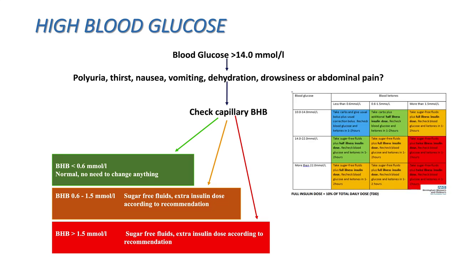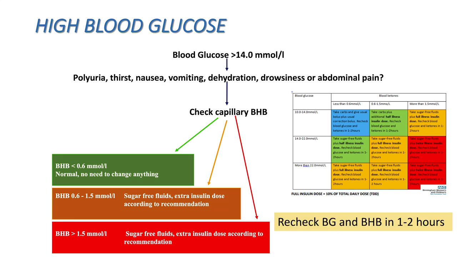This table shows the blood ketone levels and blood glucose levels, and your management depends on the level of the sugar and the blood ketones. You may increase your insulin dosing, and once your blood sugar is above 22 and ketones are above 1.5, you may even double your illness insulin dose. And of course, in all scenarios, it's very important to recheck blood sugar and BHB level within 1 to 2 hours.